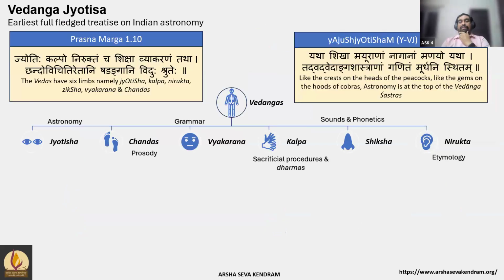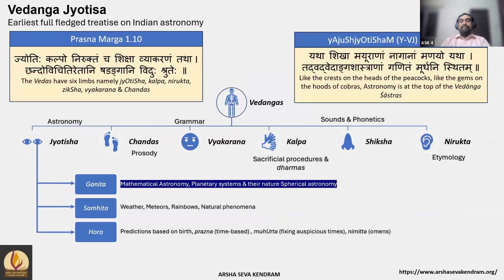Then we talked about the Vedanga Jyotisha, right? So the Vedanga itself is the six limbs of the Veda, as is listed here.